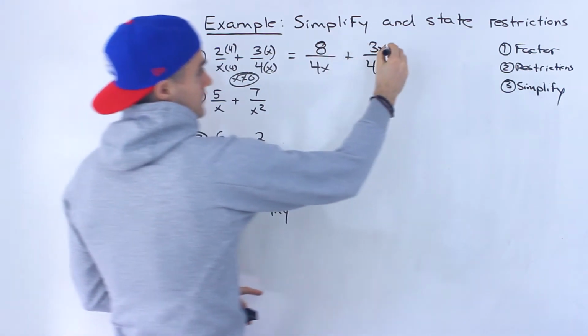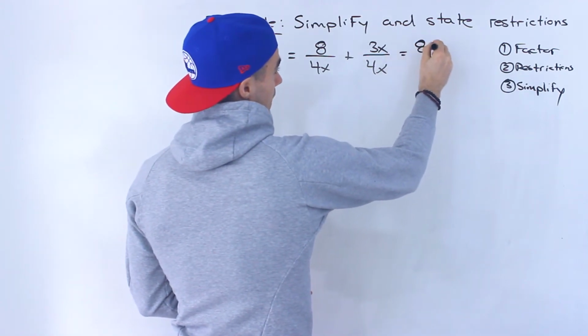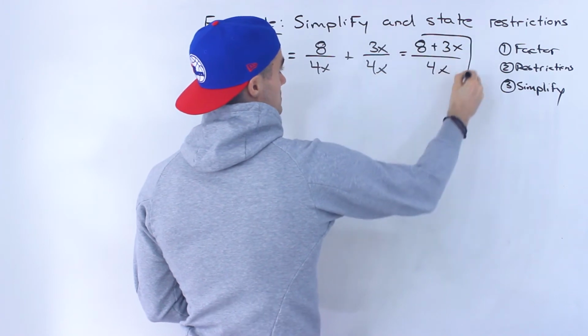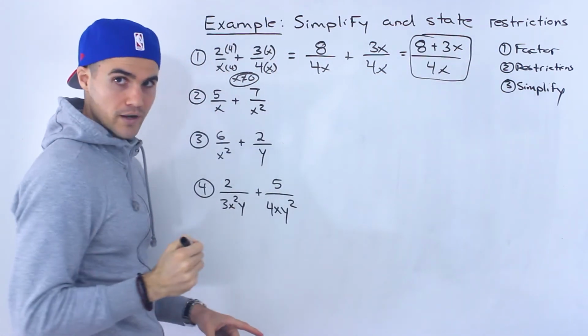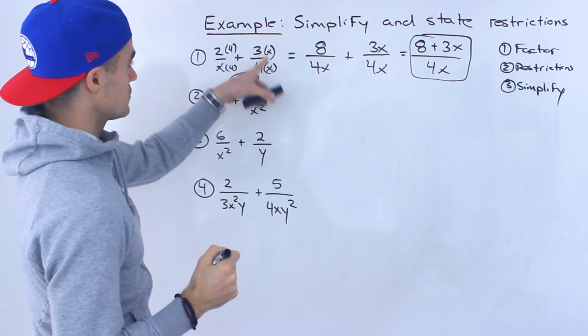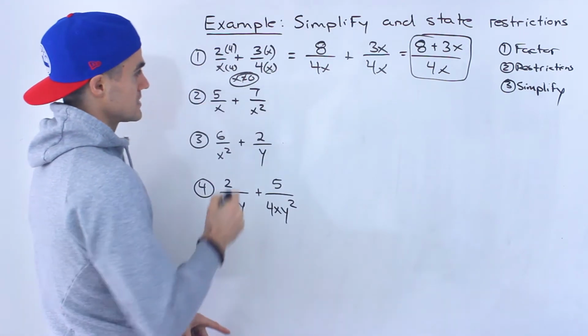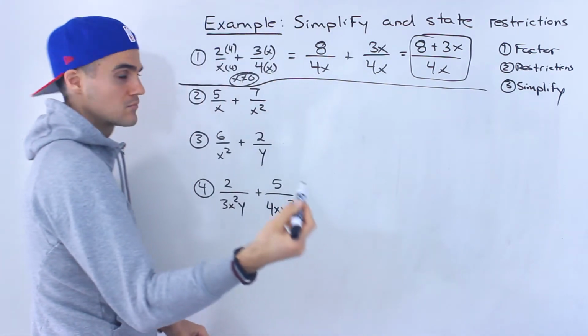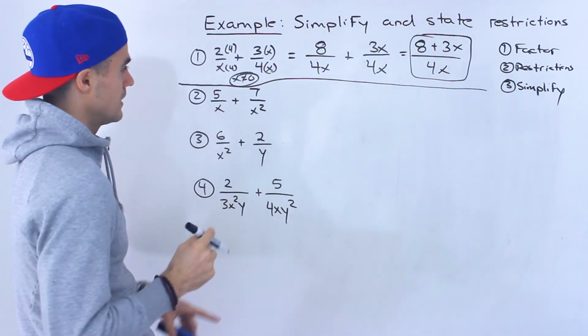And then these are not like terms, so we have to keep them separate. So we'd have 8 plus 3x over 4x. So that would end up being the final answer to this, and then the restriction is x cannot equal 0. So that is the process for these types of questions.